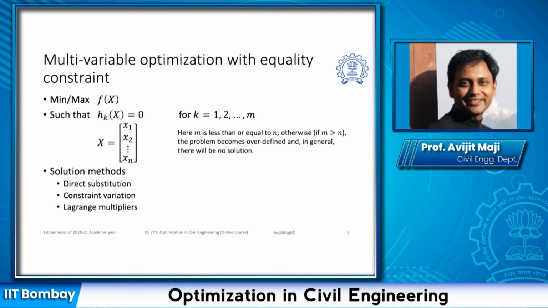As we had said in our last class, an objective function for a multivariable optimization problem can be either minimized or maximized for a set of constraints. In this case, the constraints are of equality nature and indicated as h_k, where the total number of constraints is m, and the variables are represented by an n-dimensional array.